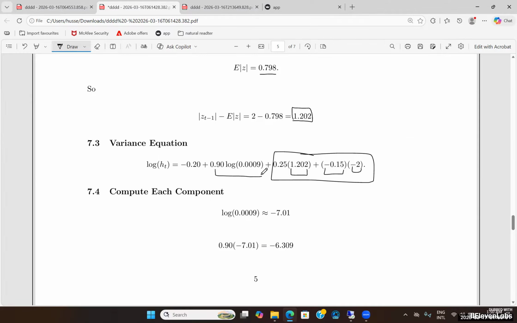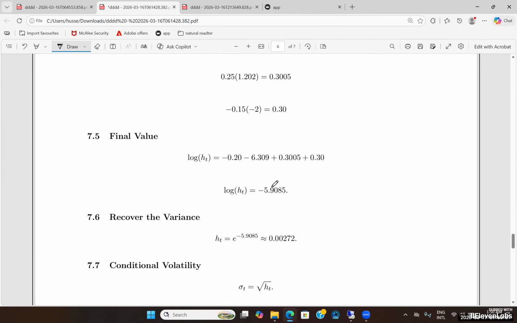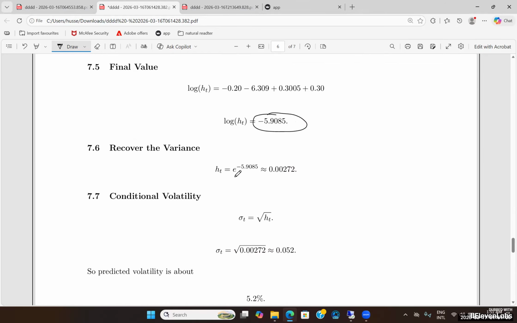And of course, we have the persistence term along with the lagged variance and also the baseline volatility. We then plug all of these numbers in, and that allows us to find the final answer. Are we looking at the negative variance here? The answer to that question is actually no. What we have here is the negative logarithm of the variance. To determine the variance value itself, we simply need to take the exponential function e raised to the power of that number, and that will then give us 0.00272. This figure represents the variance. If you take the square root of that value, it will give us 5.2%.